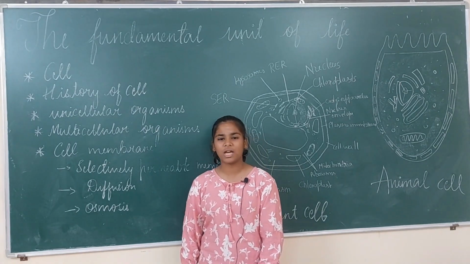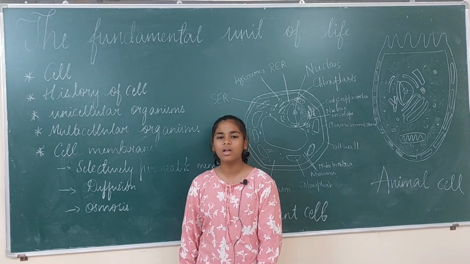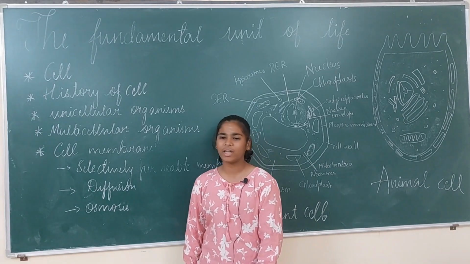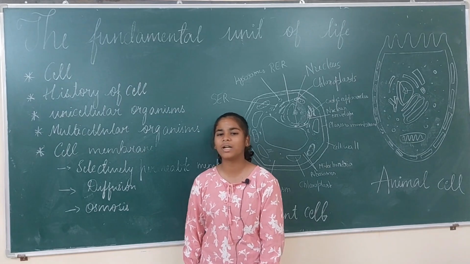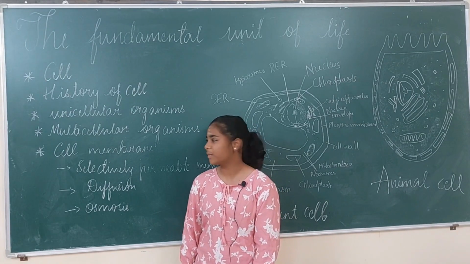Unicellular organisms. The organisms which are made up of a single cell are known as unicellular organisms. Example: amoeba, paramecium and bacteria. Multicellular organisms. The organisms which are made up of two or more cells are known as multicellular organisms. Example: humans, cats, dogs, etc.